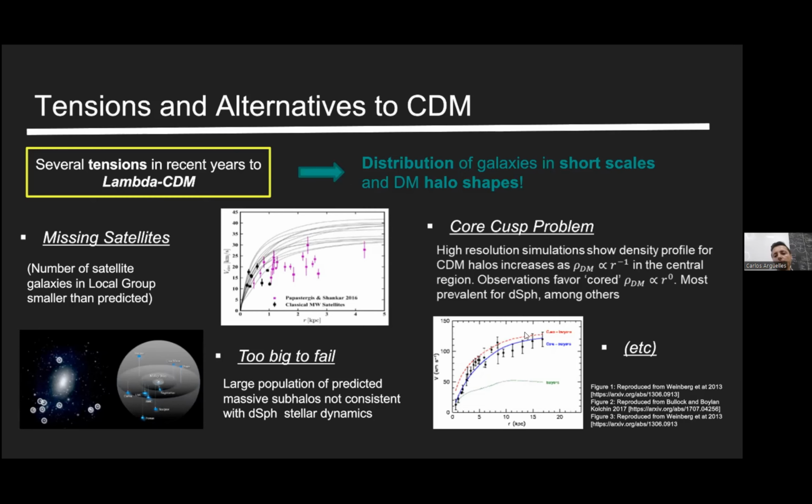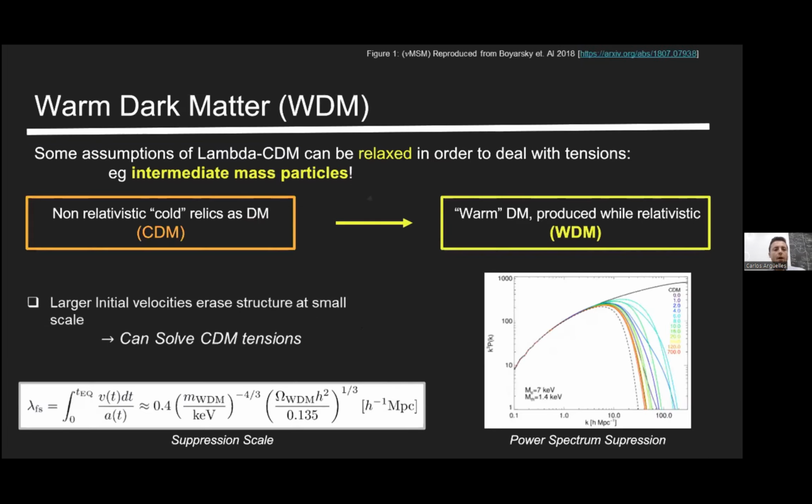That's why baryonic feedback is sometimes brought into the game, but also self-interactions are put into the game in order to try to solve this problem, and they fail as well. So one paradigm which attempts to solve this problem is the warm dark matter paradigm.